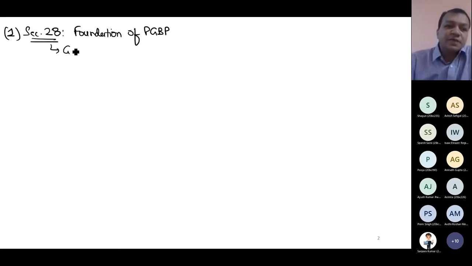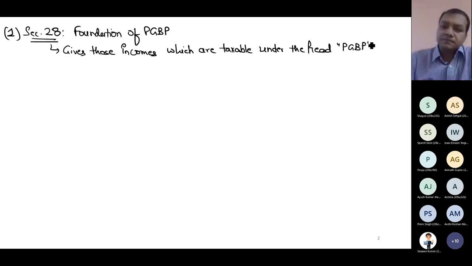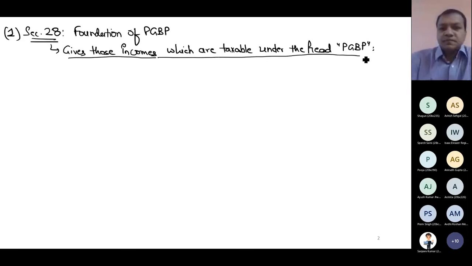So it is the foundation of PGBP. This section gives those incomes which are taxable under the head PGBP. I gave you one example: any income from business or profession carried on by the assessee during the previous year.